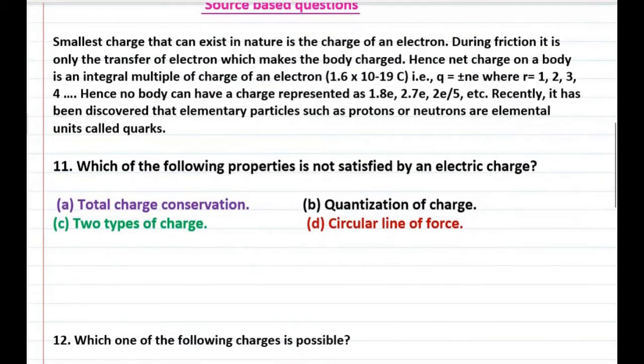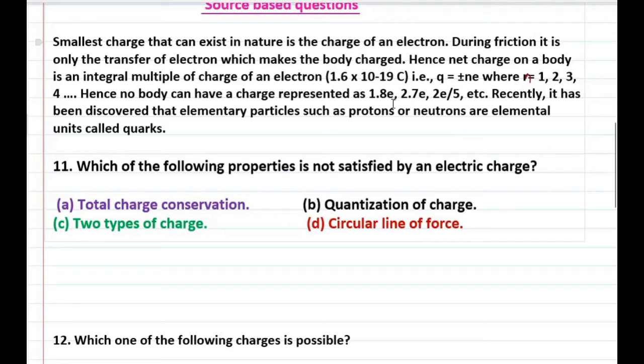Next are the quantization-based questions. The smallest charge that can exist in nature is the charge of an electron. During friction, it is only the transfer of electrons which makes a body charged. Hence, the net charge on a body is an integral multiple of the charge on an electron. Q is equal to plus or minus nE, where n is equal to 1, 2, 3, 4, etc. Hence, no body can have a charge like 1.8e; a fractional part is not allowed.